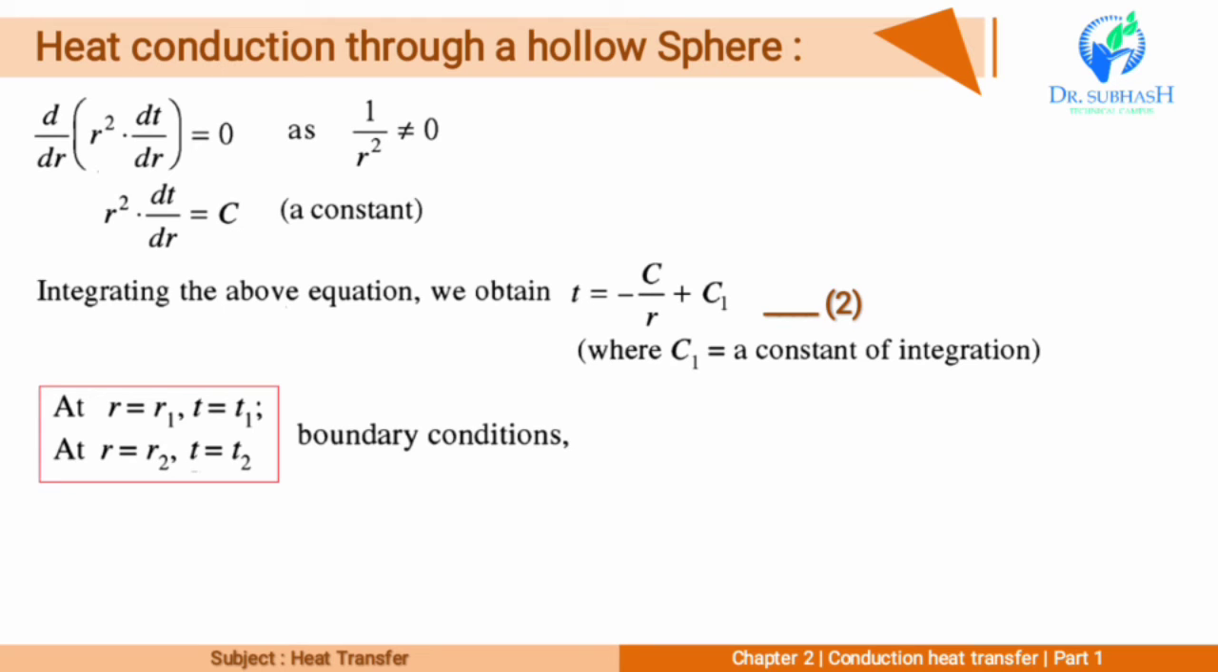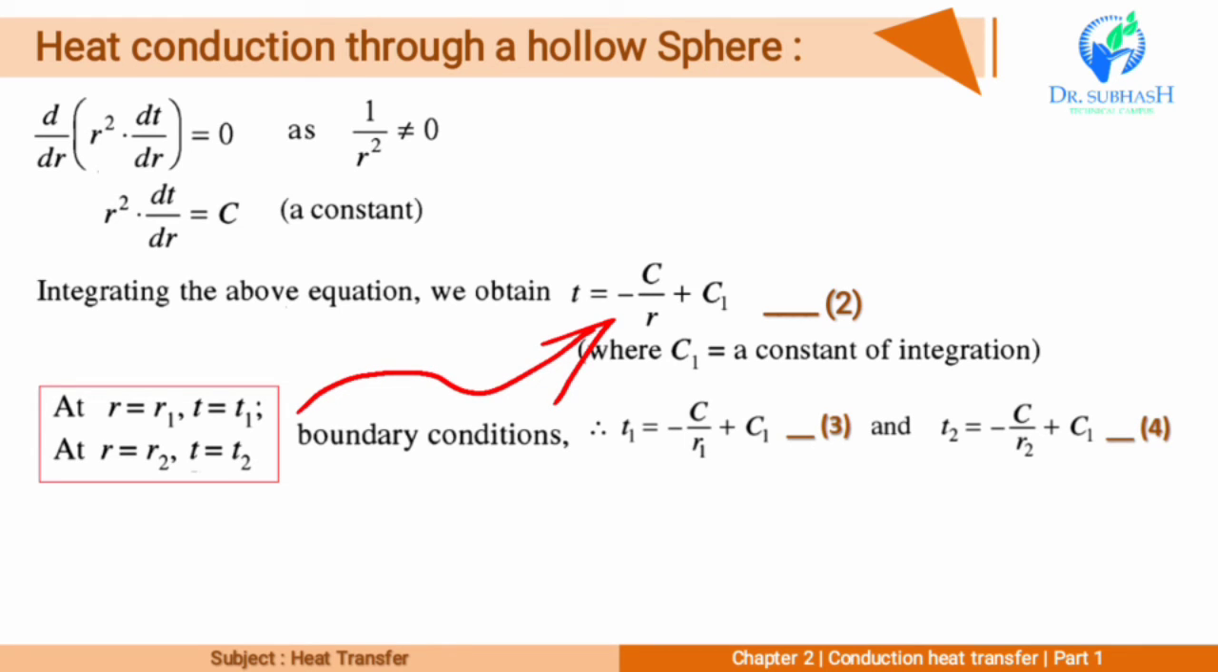Now for getting the value of C and C1, we have to apply boundary conditions. So here at r is equal to r1, T is equal to T1, and the second boundary condition, when r is equal to r2, T is equal to T2. Applying these boundary conditions to equation number 2, we get another two equations. First, T1 is equal to minus C upon R1 plus C1, so equation number 3, and T2 is equal to minus C upon R2 plus C1, say equation number 4.